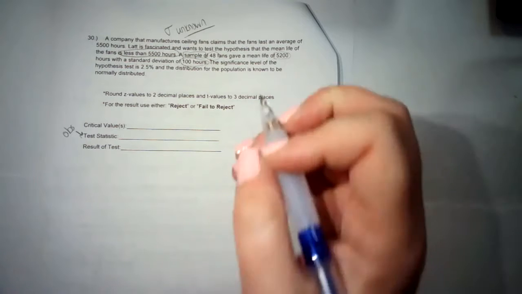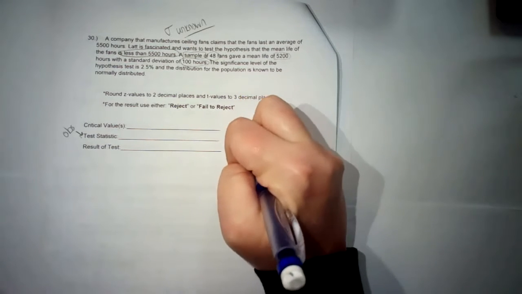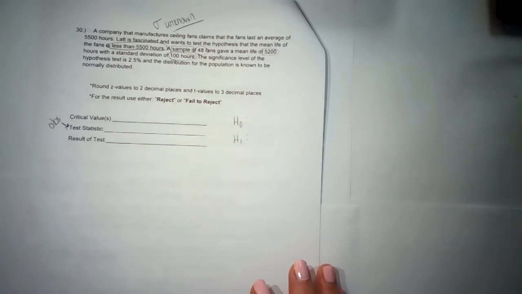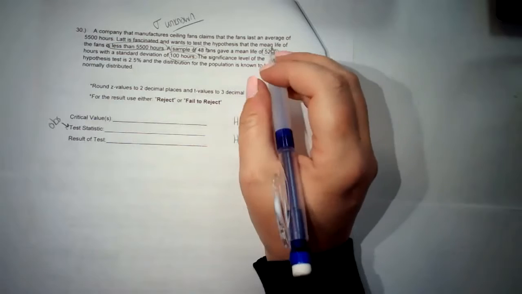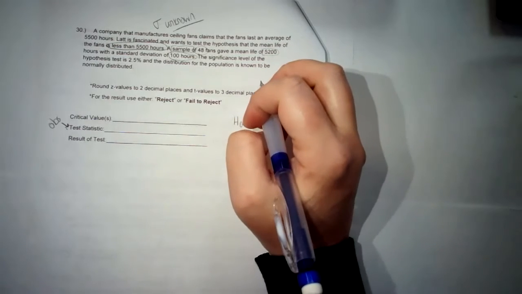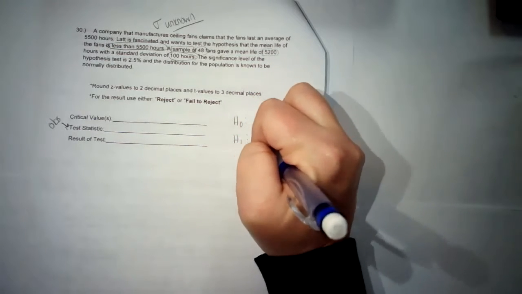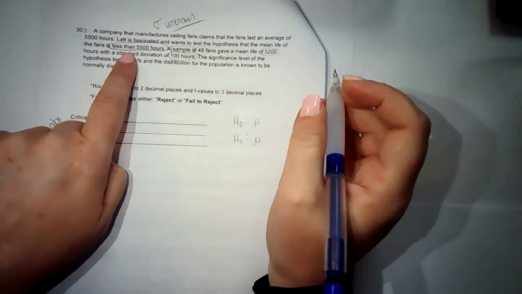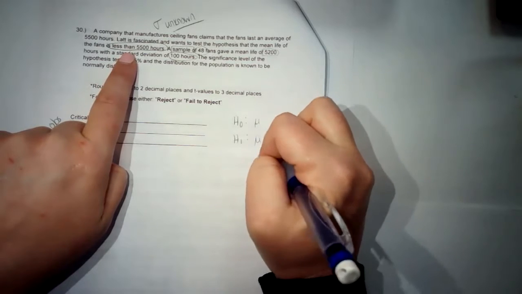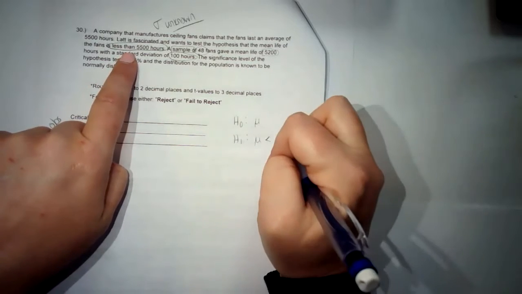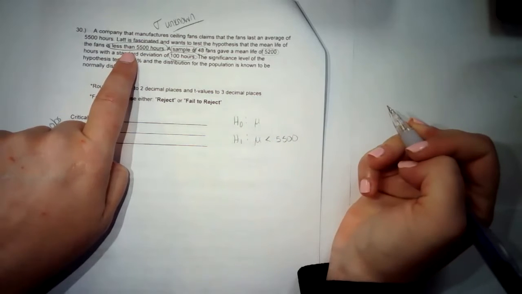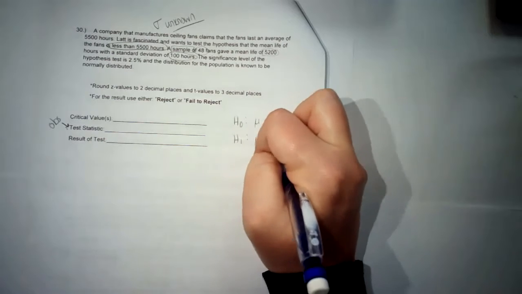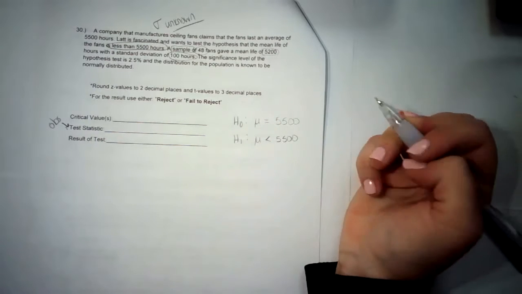Now let's go ahead and write our null and our alternate. Because it's sigma unknown, we know it's going to be mu. Then because he's testing less than, that's going to be the alternative hypothesis: mu less than 5,500. That means our null is just going to be mu equals 5,500.